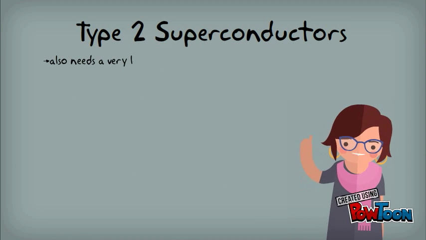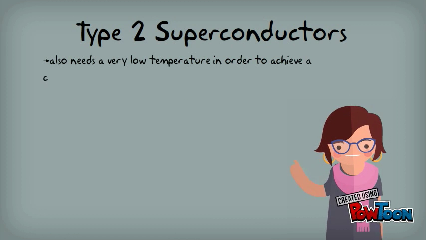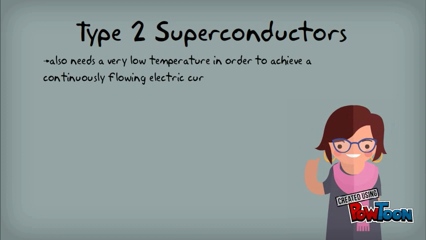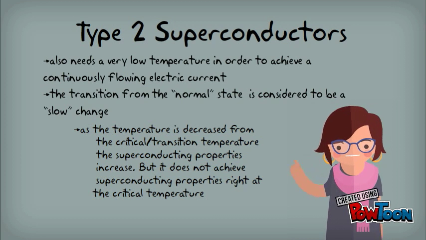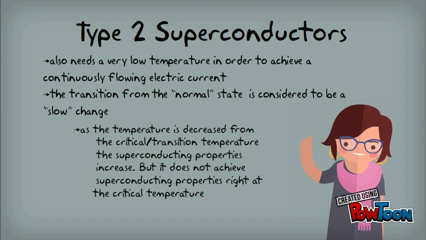Type 2 superconductors also need a very low temperature in order to achieve a continuously flowing electric current. The transition from the normal state is considered to be a slow change. As the temperature decreases from the critical temperature, the superconducting properties increase.